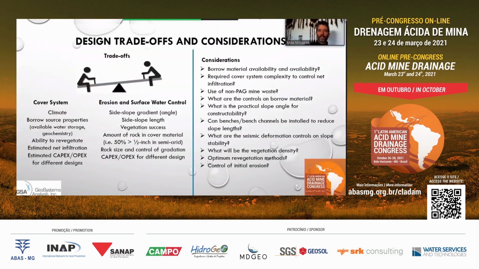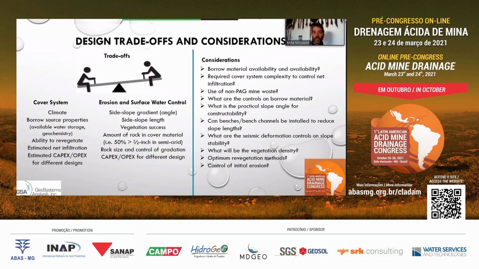Okay, so in conclusion on the design, you need to look at your trade-offs and considerations as we discussed with the cover system: its climate, your borrow sources, the ability to revegetate, the estimated net infiltration, and what your CapEx and OpEx are. For erosion and surface water control, those factors are side slope gradient, side slope length, what the vegetation is, and also the amount of rock in the cover material.